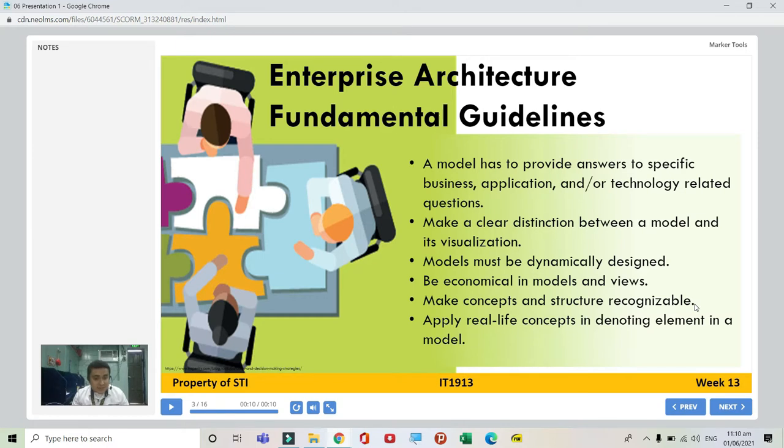It's not recognizable. Okay? And then ito naman, apply real concepts in denoting elements in a model. So, aside from, this one is in relation to visualization. Diba usually when we say visualization, we represent them with shapes, objects. But in a model, like in an enterprise architecture model, for example, if you would want to illustrate a cell phone, diba, you can provide a graphic art or an icon for a cell phone. Okay? So, pwedeng ganun yung gawin natin. Okay? So, real-life concepts para mas madaling maintindihan ng nagbabasa ng model or kung sino man yung gagamit ng model.